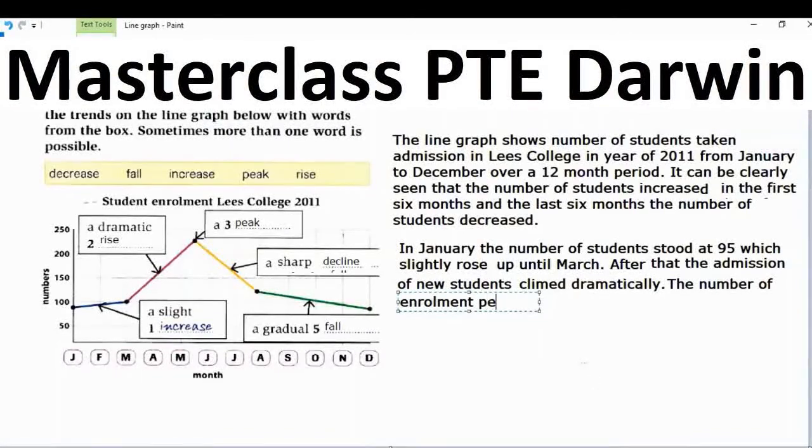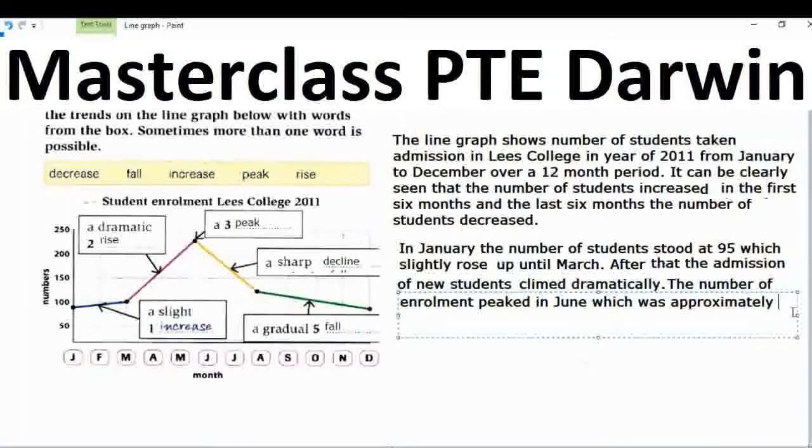Enrollment peaked in June, which was approximately... maybe it could be 250, more than 250? No, 250 is the highest point. Less than 230. Yeah, maybe 230. Was approximately maybe 230.